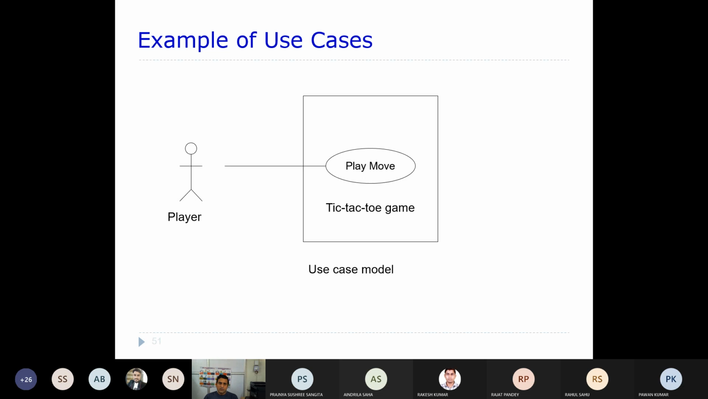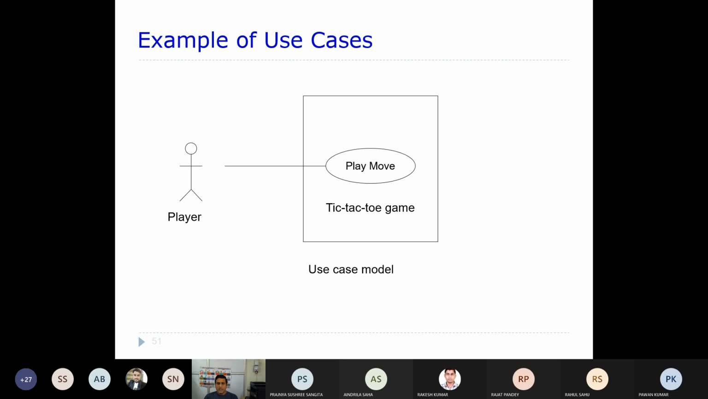Within this system you have only one use case, which is play move. Maybe it is an example of a tic tac toe game, for which you have only one use case, that is, giving the move. So who is the user? The user is the player. The player is going to play this game, so the user is communicating with this particular use case through a line.